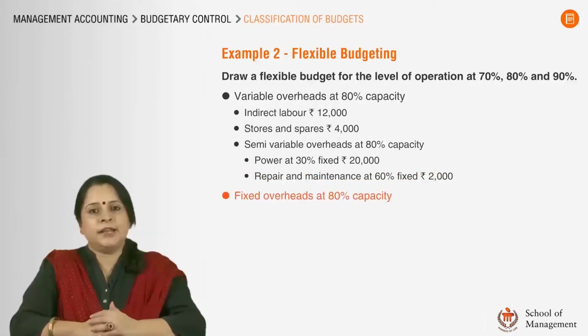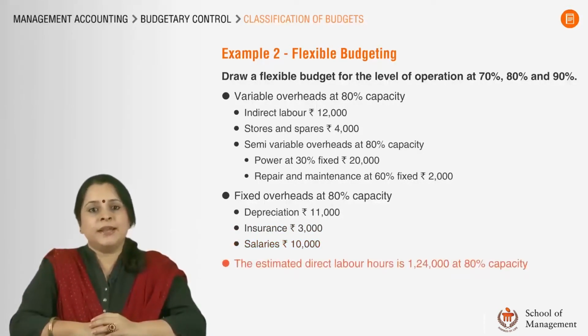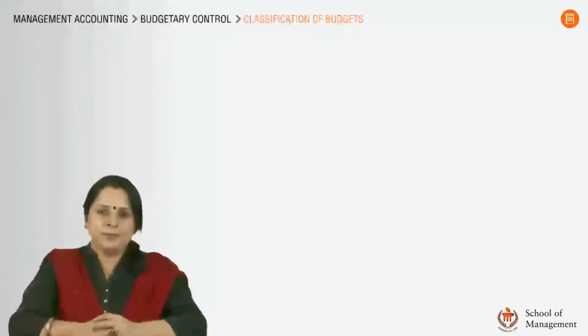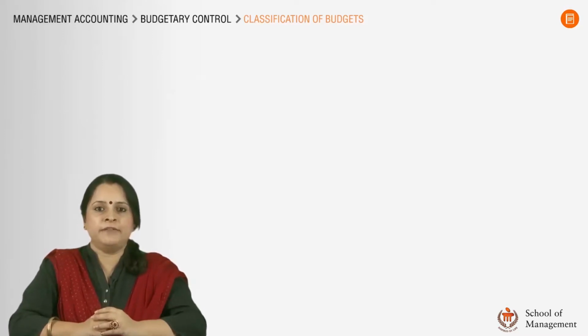Fixed overheads at 80% capacity are depreciation cost of 11,000 rupees, insurance cost rupees 3,000, salaries rupees 10,000, and estimated direct labor hours at 80% capacity is 1,24,000 hours. We have to remember that fixed expenses would remain constant at all levels of production, and it is only the variable cost that will change when the level of production or activity level changes.